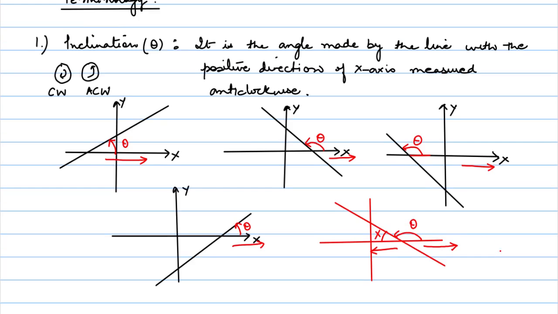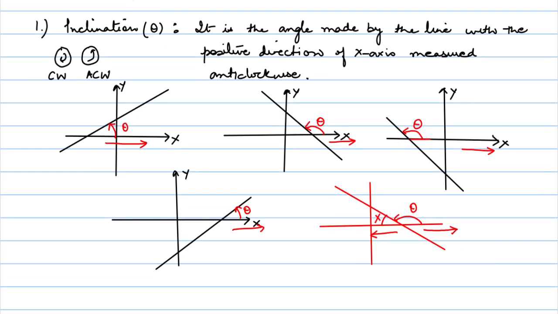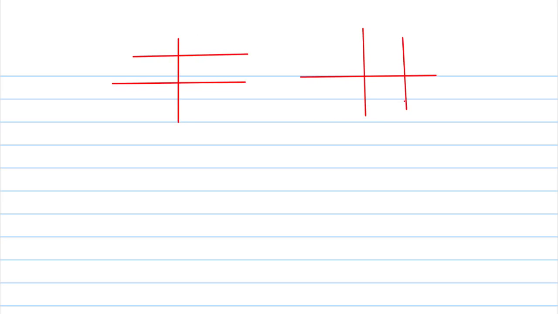Now, let's say our line is horizontal, or our line is like this, parallel to the y-axis. These were the other two cases. This is the x-axis, this is the y-axis. The angle made by the line which is parallel to the y-axis will be 90 degrees, because this angle is 90 degrees.